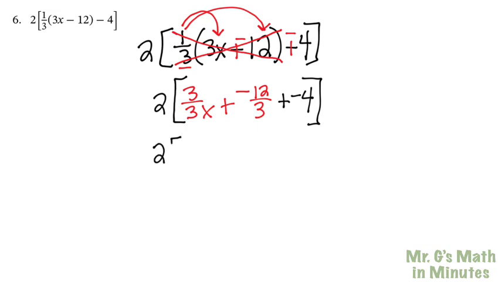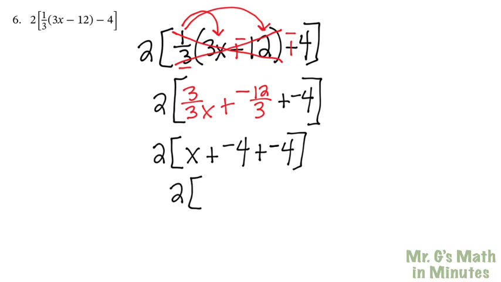So 2, open bracket, 3 divided by 3 is going to leave me with 1x plus negative 12 divided by 3, which is negative 4, plus a negative 4. Now that makes it easier for me to see my like terms. That's going to be that negative 4 plus negative 4. So this is going to become 2 times x plus negative 8.